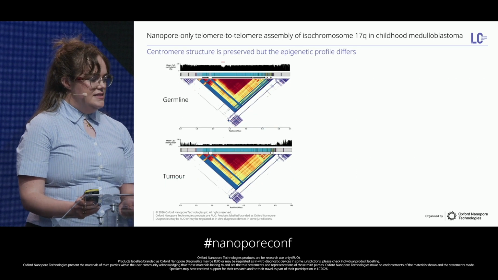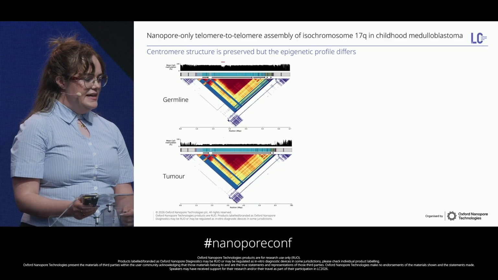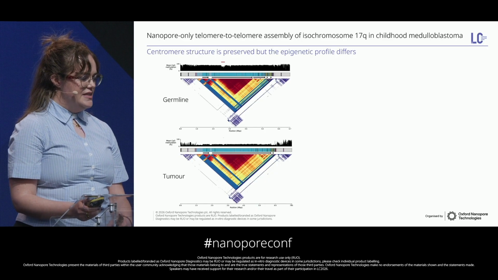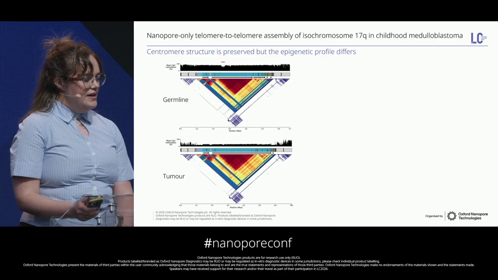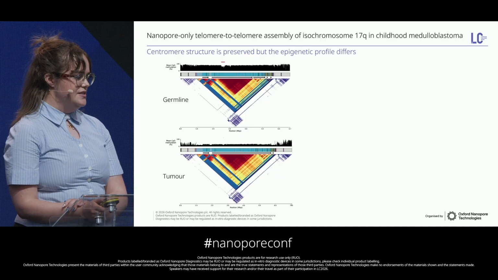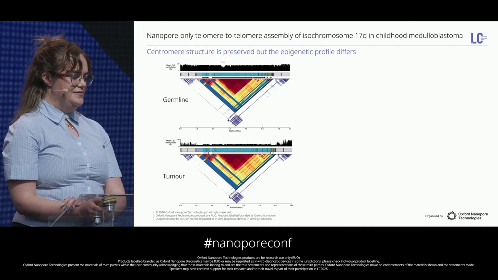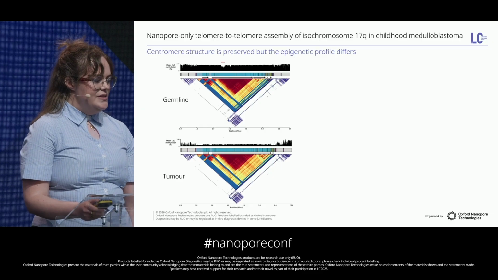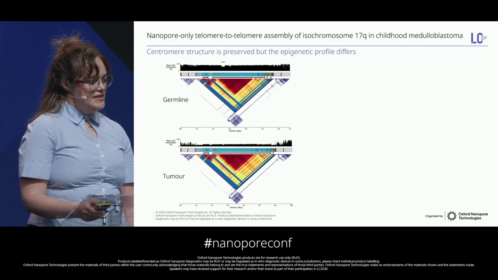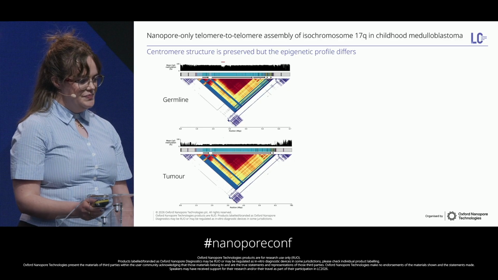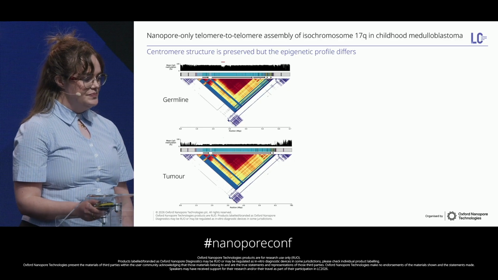Because these were T2T assemblies, I was also able to compare the isochromosome 17q centromere to the germline chromosome 17 centromere. What we found here was that the sequence of the centromere was conserved between germline and tumour, but one stark difference was when we looked at the mean CpG methylation, shown in the black bar along the top. What we see in the germline is that overall mean CpG methylation is high across almost the entire centromere region, apart from the centromere dip region.